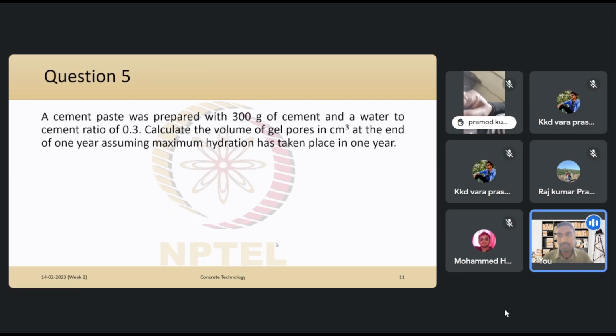Question 5: a cement paste was prepared with 300 grams of cement and a water to cement ratio of 0.3. Calculate the volume of gel pores in cm cube units at the end of 1 year, assuming that maximum hydration has taken place in 1 year.